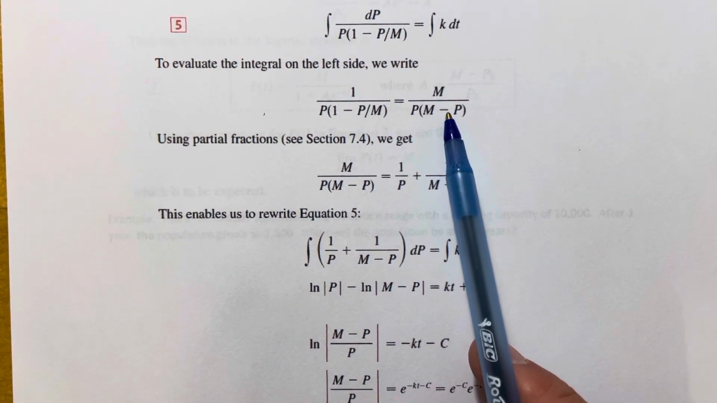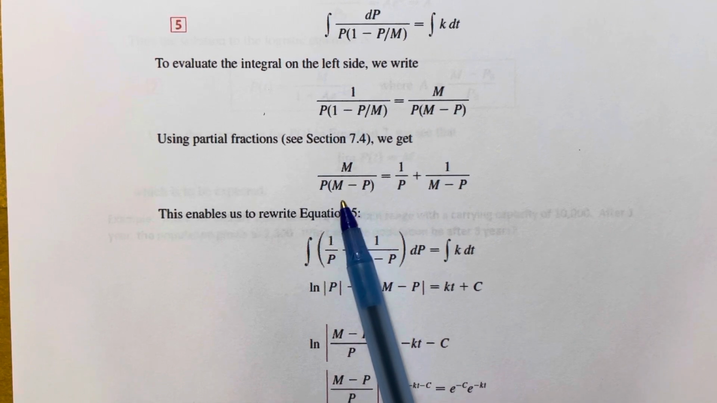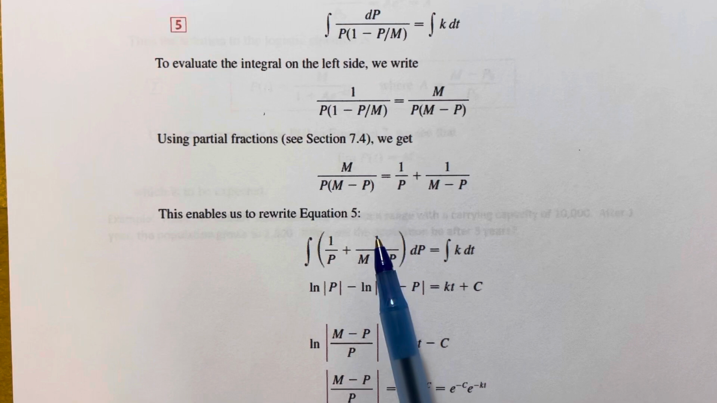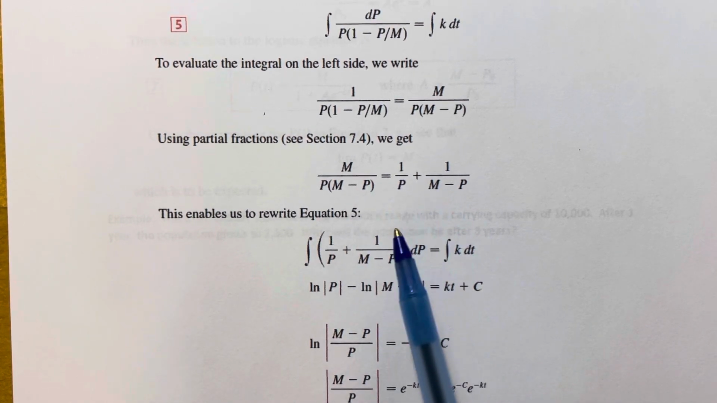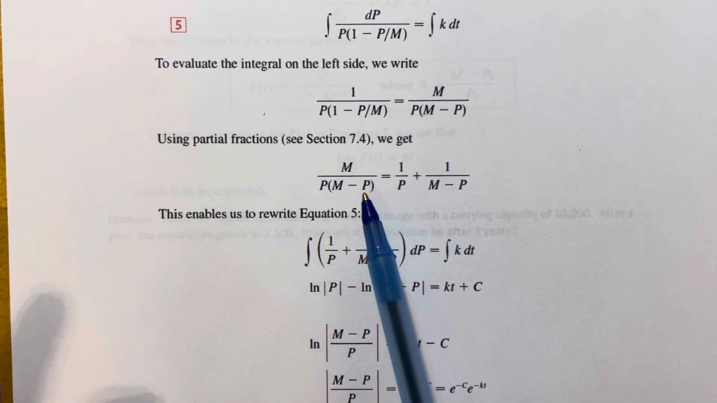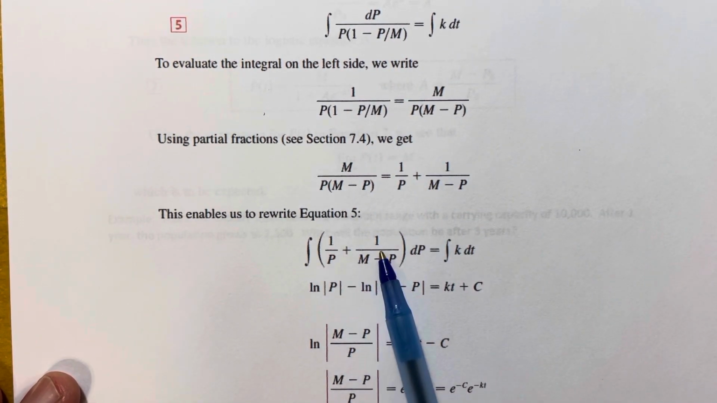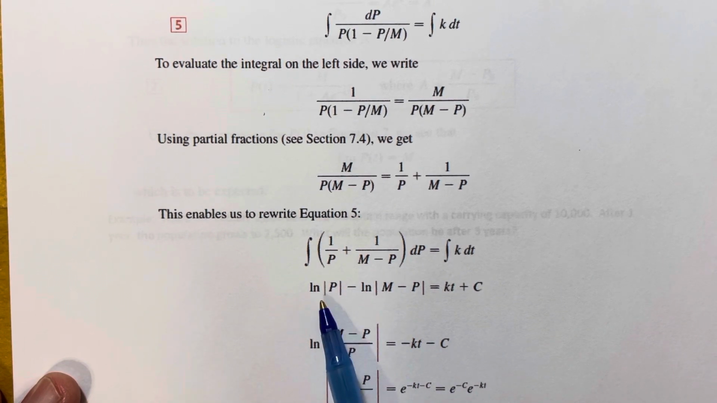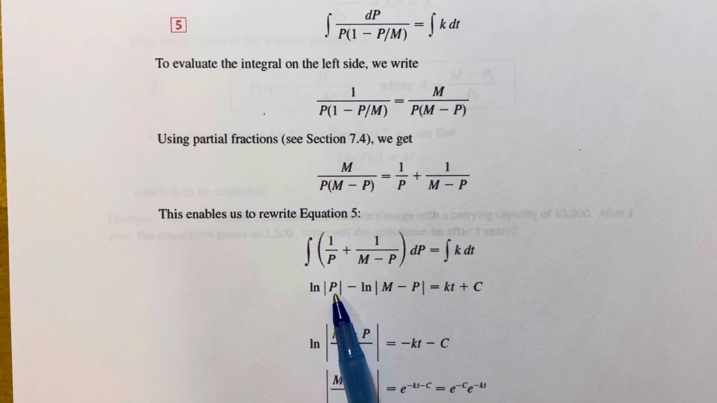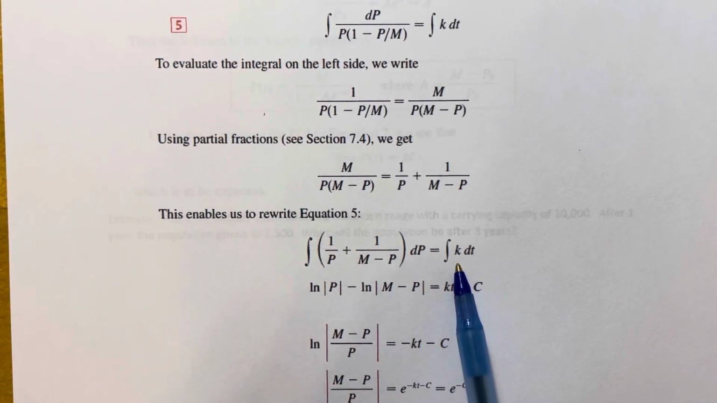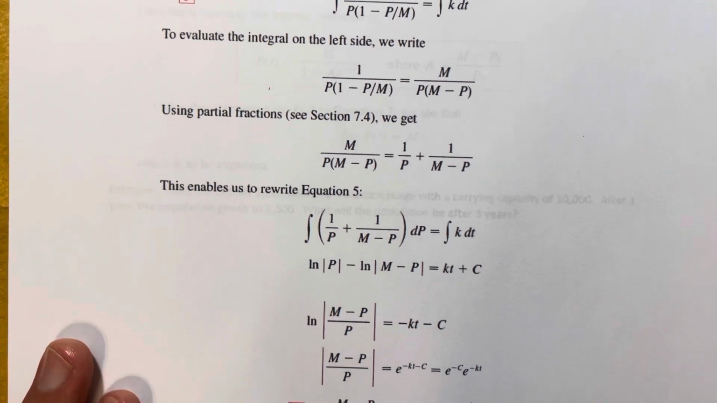If you do a partial fraction decomposition on this, you're going to get that it's equal to 1 over p plus 1 over m minus p. Again, verify that. Do the work to show that this is the case. It's good practice. But now that we know that, I can take the original integrand up here and write it as a sum of those two terms, which when I integrate will give me two natural logarithms, the natural log of the absolute value of p minus the natural log of the absolute value of m minus p. And then over here, my k dt is going to become kt plus some constant c once I integrate.